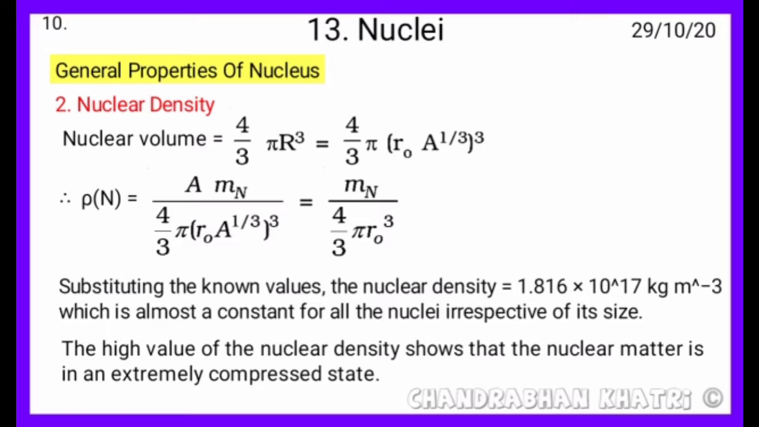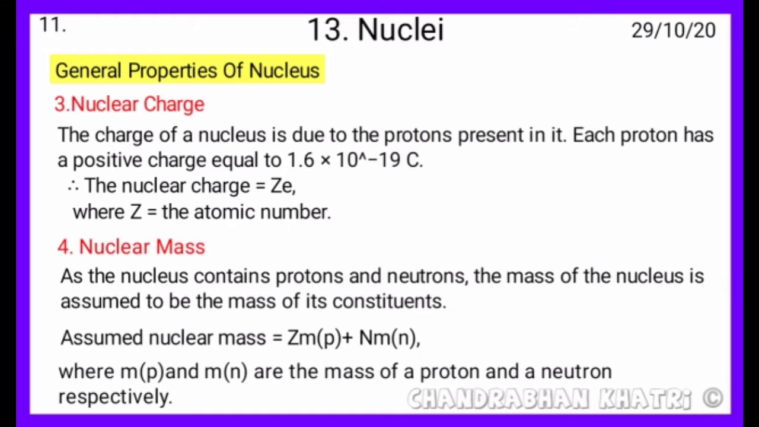which is almost a constant for all the nuclei irrespective of its size. The high value of the nuclear density shows that the nuclear matter is an extremely compressed state. Third one, nuclear charge. The charge of a nucleus is due to the protons present in it. Each proton has a positive charge equal to 1.6 into 10 to the power minus 19 coulomb. So, the nuclear charge is Z into e, where Z is equal to the atomic number.